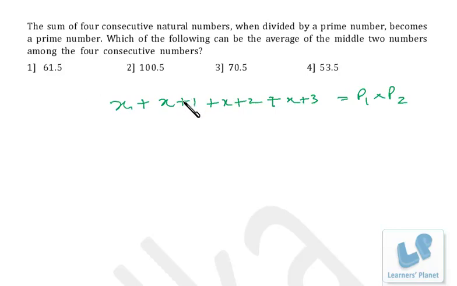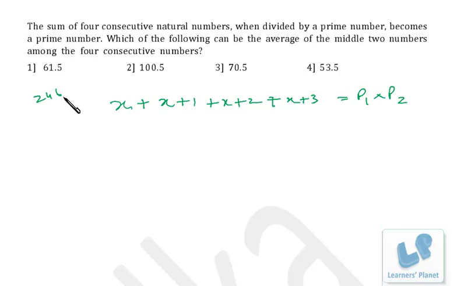61.5, this is the average of these two. So the double of that will be, and in fact 4 times of that will be 246. I mean to say double of this will be the total of these two, and 4 times of that will be the total of these four. Now 246, whether it is a product of two prime numbers or not, that we have to check.